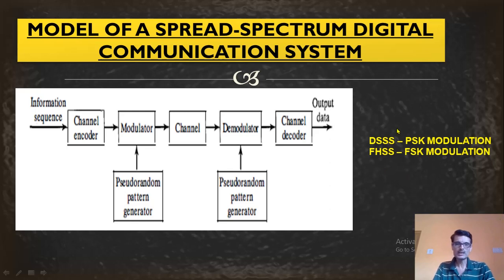Now I will explain the first method, that is direct sequence spread spectrum. The same block diagram can be used to explain the concept. What we have to understand now is how exactly we convert a low bandwidth signal into a very large bandwidth signal.